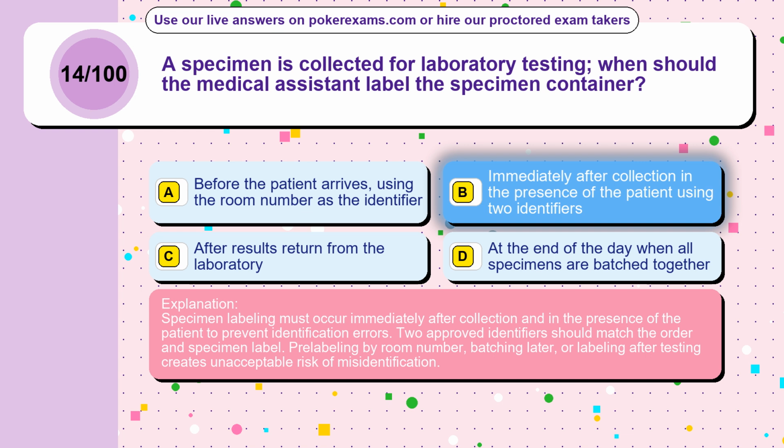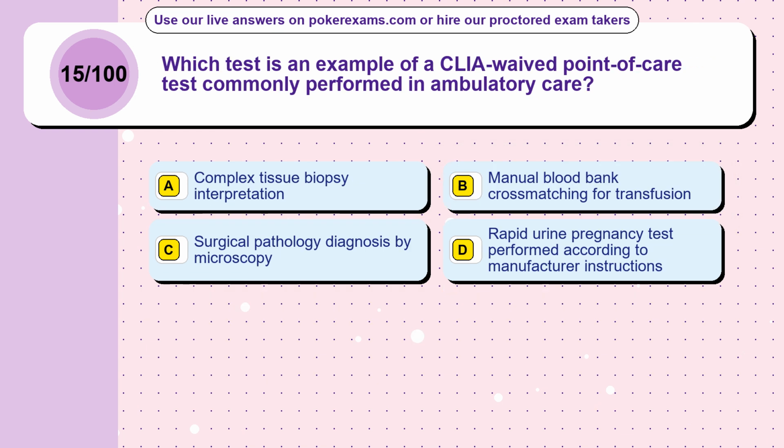Pre-labeling by room number, batching later, or labeling after testing creates unacceptable risk of misidentification. Question 15. Which test is an example of a CLIA-waived point-of-care test commonly performed in ambulatory care?